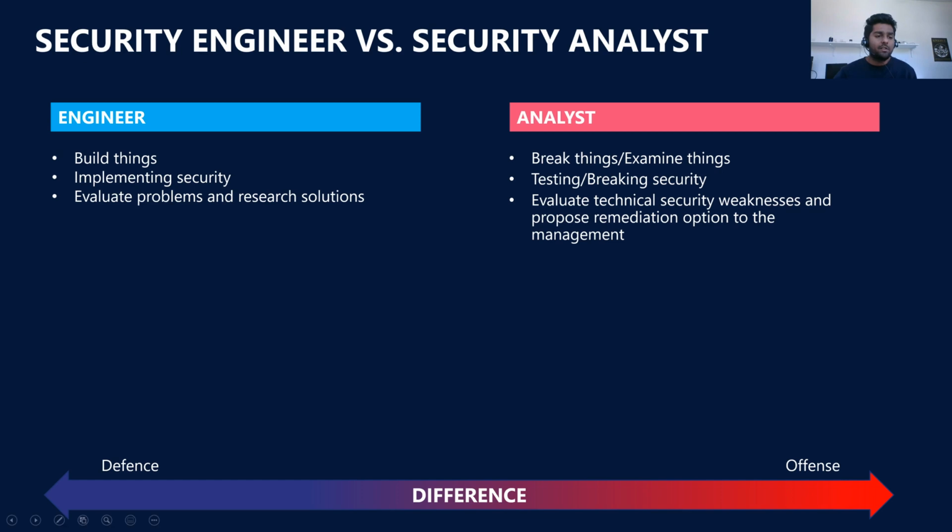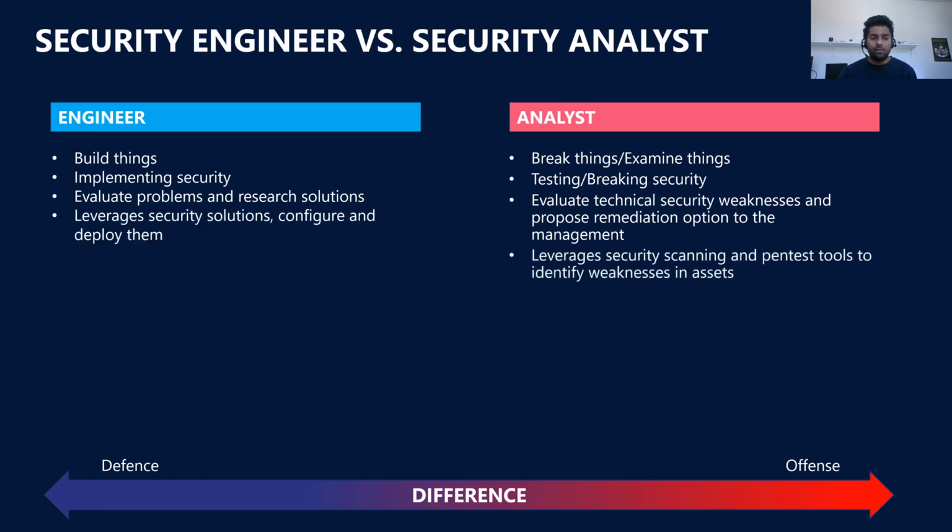When I say engineers will evaluate problems and research solutions, for example, if I have a vulnerability management program that is not up to the mark and not giving me the ideal result, then it's the engineer's and engineering manager's job to identify the key things we are lacking, do the analysis and research on the market, and come up with a solution that can overcome these problems. That's called evaluating problems and researching solutions. So engineers leverage security solutions, configure and deploy them, and analysts leverage security scanning and pen test tools to identify weaknesses.